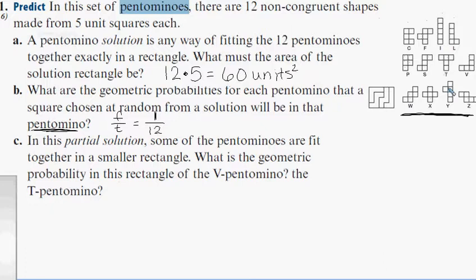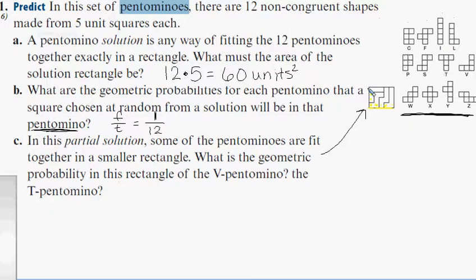Letter C. In this partial solution, some of the pentaminos are fit together in a smaller rectangle. When it's saying partial solution, that's this right here. In other words, we've only used up 1, 2, 3, well, we've only used up 4 of the pentaminos to create this rectangle. And it is a rectangle, by the way. I'm going to point out here that this is 1 square, 2 squares, 3 squares, 4 squares, and 5 squares. So this is a 5 across, and then this is going to be 1, 2, 3, and 4.